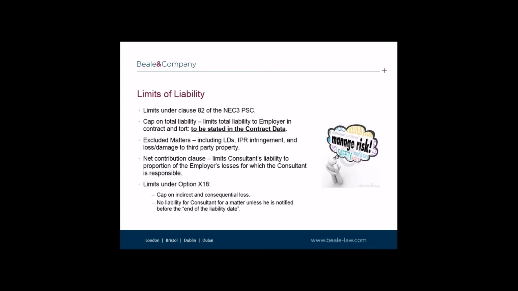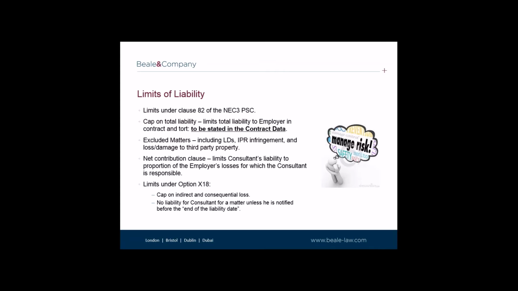The PSC includes at clause 82.2 a limited net contribution clause. The clause states that the consultant's liability to the employer is limited to that proportion of the employer's losses for which the consultant is responsible under the contract. As I've said, this is a limited net contribution clause, and for completeness, we do encourage clients to replace this with a more detailed and typical net contribution clause, which contains the usual assumptions.